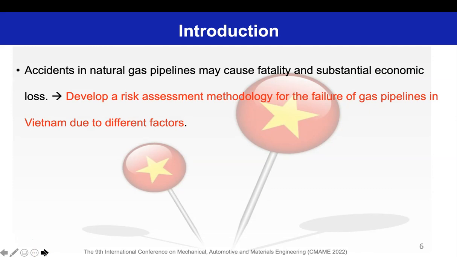And this is our technical objective here. Accidents in natural gas pipelines may cause fatalities and substantial economic loss. Considering this, our objective is to develop a risk assessment methodology for the failure of gas pipelines in Vietnam due to different factors. I will explain what these factors are that we are considering, and that also defines our scope of the work.